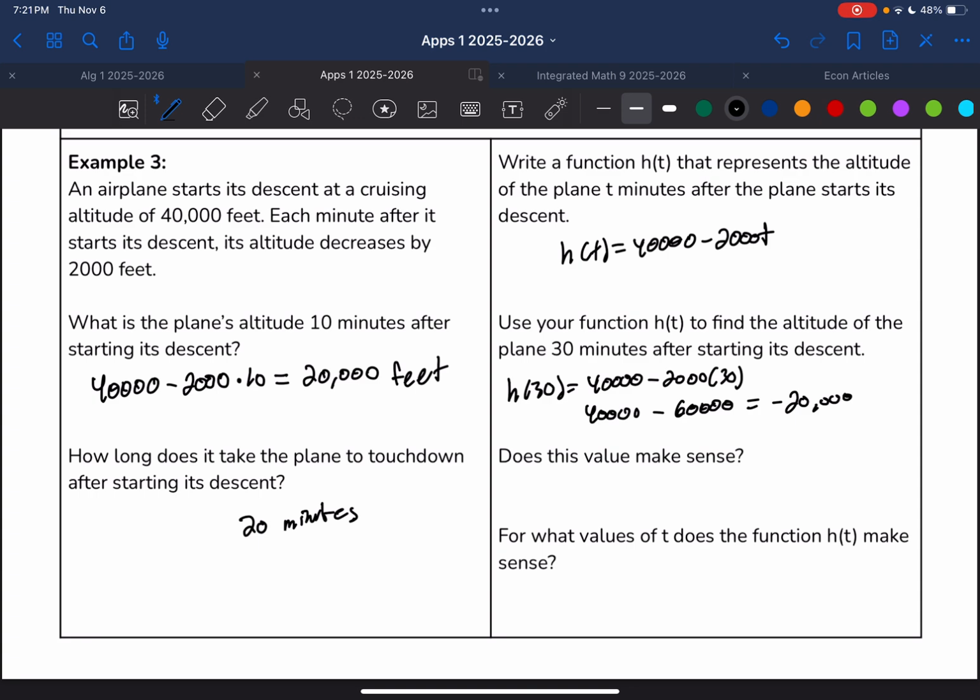It is buried 20,000 feet into the ground, except that doesn't happen. So no, this does not make sense. Planes stay above ground. At least that's the hope.